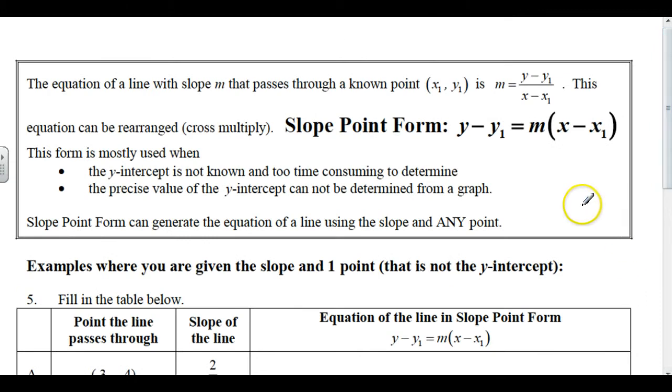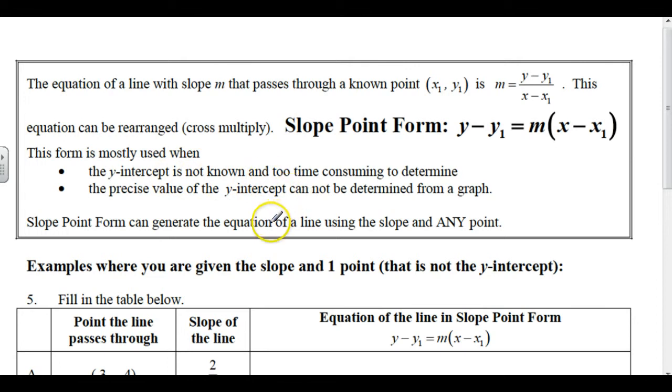The equation of a line with slope m that passes through a known point x1, y1 is m is equal to y minus y1 over x minus x1. This equation can be rearranged, cross-multiplied, to get slope point form, which is y minus y1 is equal to m times x minus x1. This form is mostly used when the y-intercept is not known and too time-consuming to determine, or the precise value of the y-intercept cannot be determined from a graph.